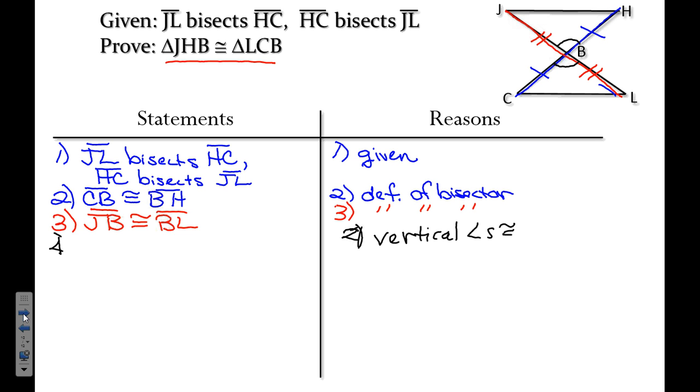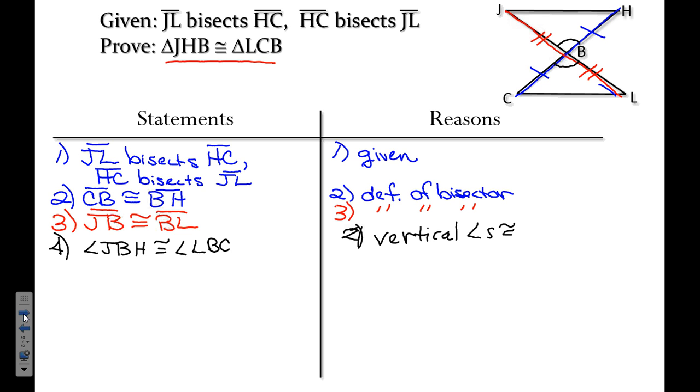So what two angles are we talking about here? Angle JBH and angle LBC. Okay. Why can't I just call it angle B? There's two angles at B, aren't there? Okay. So I can't just call it angle B. I have to be specific and give it its 3-letter name. Okay. Give each one their 3-letter name. Do we have enough? Yeah.